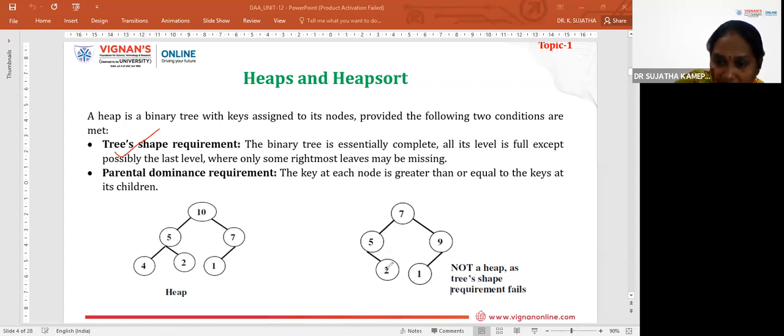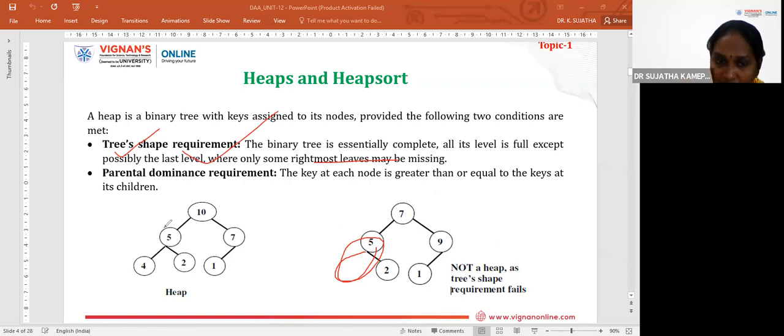Why does it not become a heap? Here I can miss some of the last level. In the last level, I can miss some rightmost leaves, but not the leftmost leaves. So here it misses the left leaf. So the tree shape requirement is missing here.